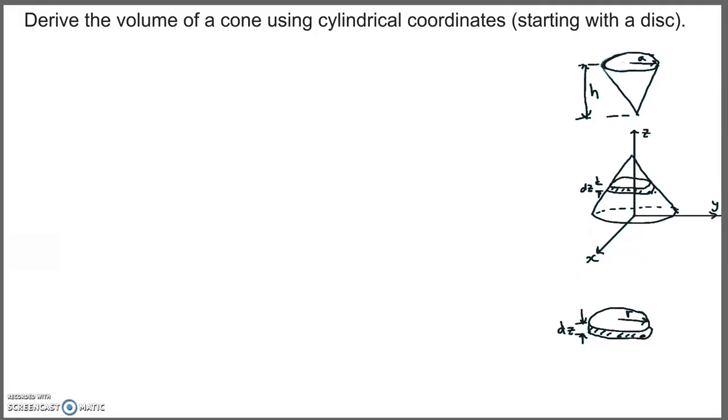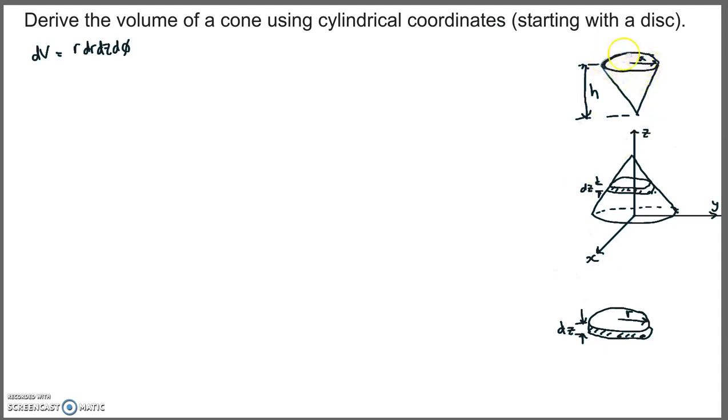In this video, we would like to derive the volume of a cone using cylindrical coordinates. We could start from basic principles by writing the volume element in cylindrical coordinates, which is r dr dz dphi, and then do the triple integral to get the volume of the cone, but we'll do it in a simpler way in this video. So on the right here we have a cone.